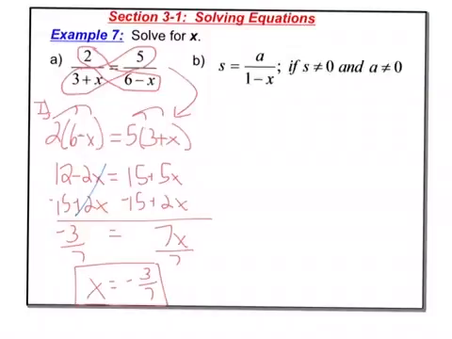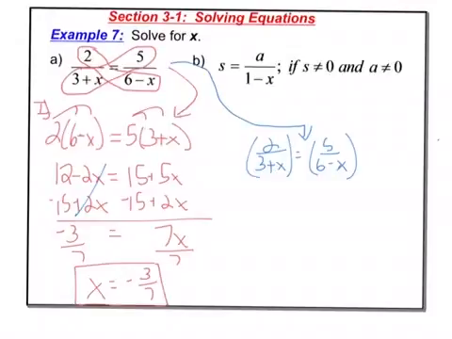Now, another way you could do this problem, I'm going to write this another way and then come back and erase it, just so I have room for example 7b. So to start the problem, 2 over 3 plus x equals 5 over 6 minus x. You should also remember from the algebra textbook that you can multiply both sides by the least common denominator. So the least common denominator of these two fractions is 6 minus x times 3 plus x. Okay, so we're going to multiply both sides by that, 6 minus x and 3 plus x.